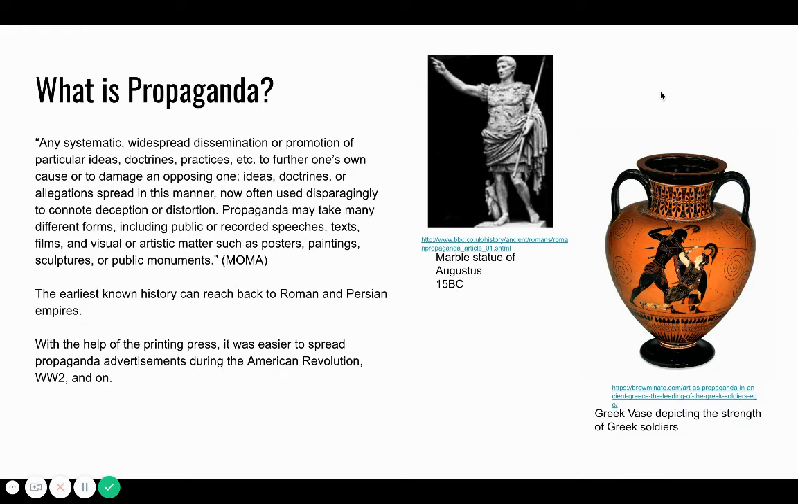With the help of woodblock printing and the printing press, it became easier to spread propaganda during the American Revolution, World War II, and on.